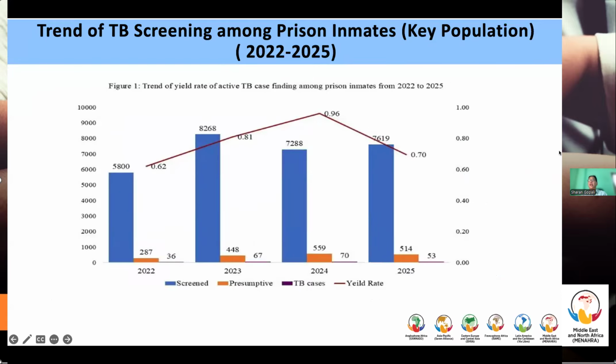And TB screening among prison inmates as a key population. Jantra, as a sub-recipient for the Global Fund, we have a practice of screening in the prison every year, and we found the result is quite encouraging. The number of cases we diagnose from the prison is 2 to 3 times higher than the general population. So this is the key program we need to continue in Grant Cycle 8 also, targeting this key population. This is a clear message from the data.